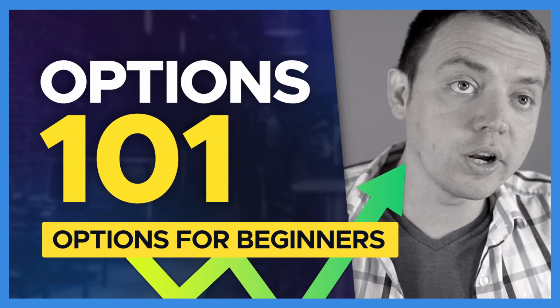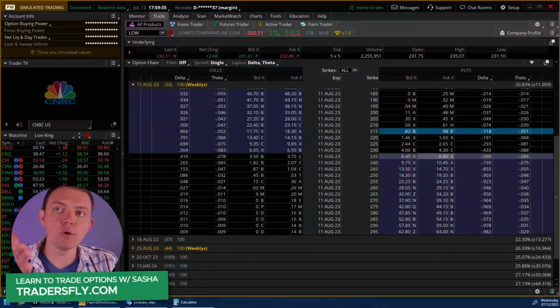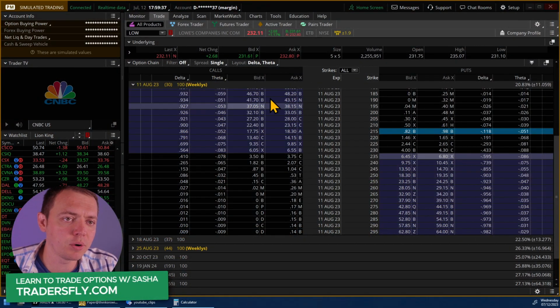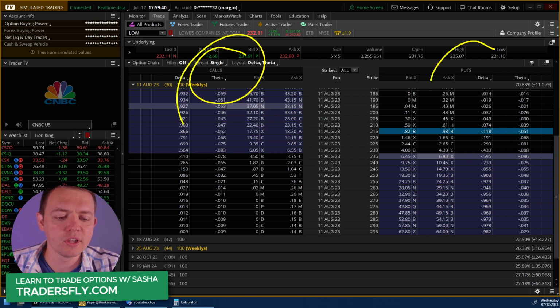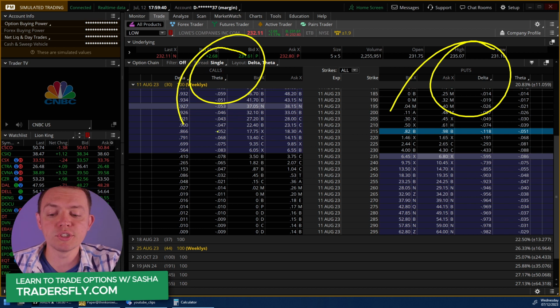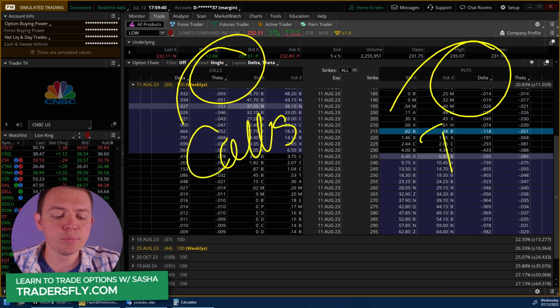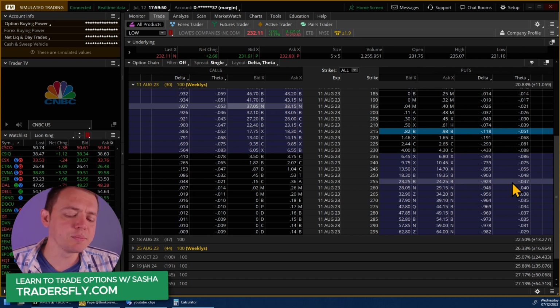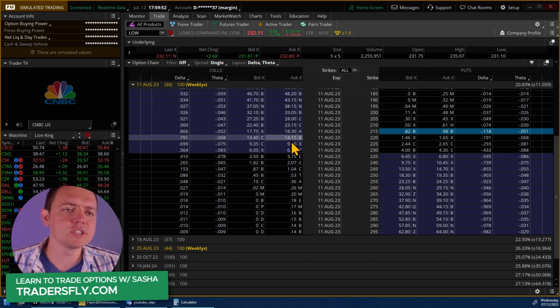Let's get started. We're going to go ahead and check things out on a thinkorswim platform here. This is where we have two distinct areas: the calls on the left and the puts on the right. This is how most brokers do it. They have calls here and puts over there. Some brokers may do it a little bit differently, but in general, we have calls and puts.